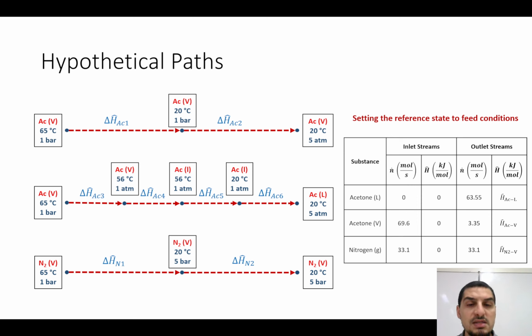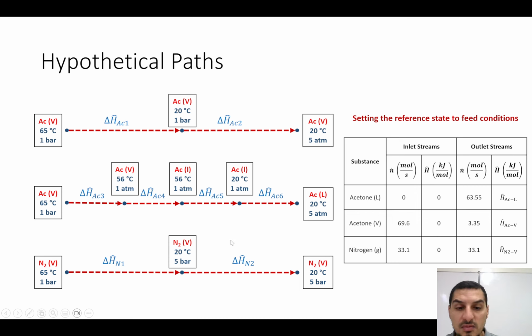Before we proceed, there is something that is going to be good news for us: we know that the pressure difference has no effect on ideal gas enthalpies. So the step of changing the pressure here and the step of changing the pressure here are going to have 0 delta H, because in this case the change of enthalpy is not a function of pressure.